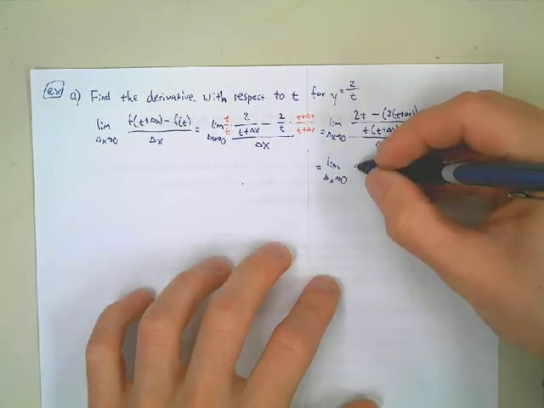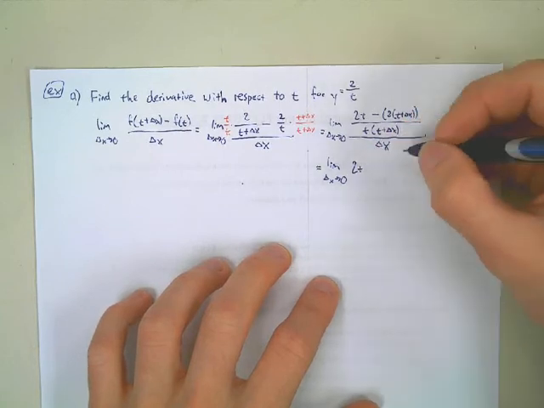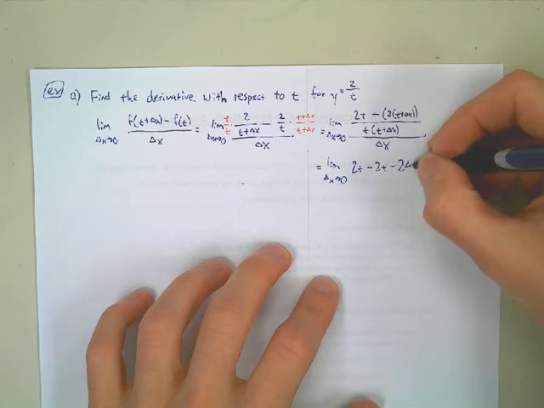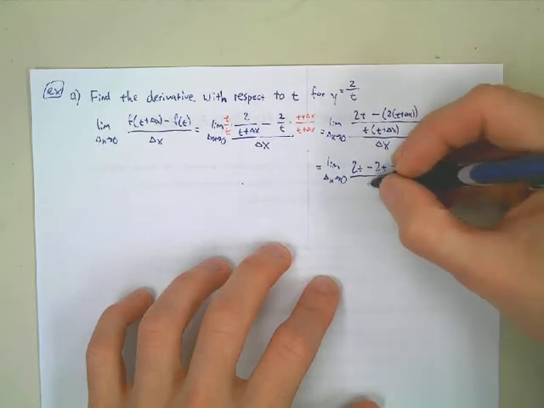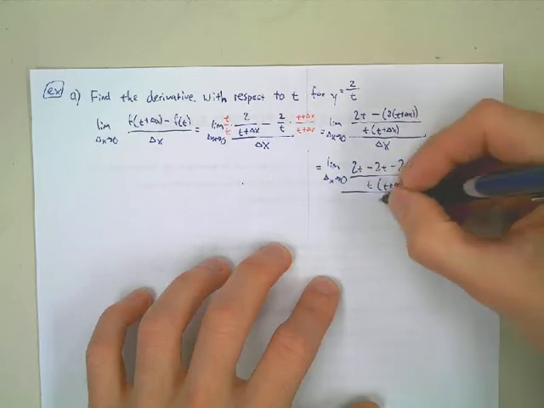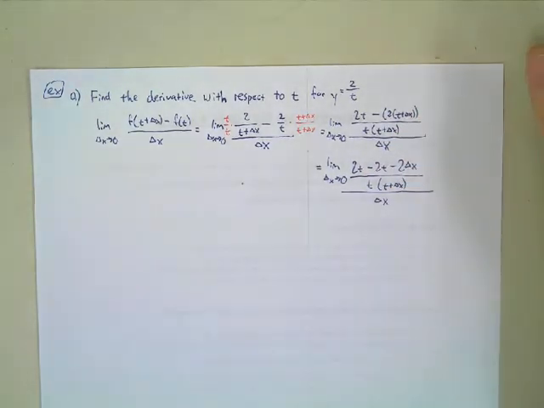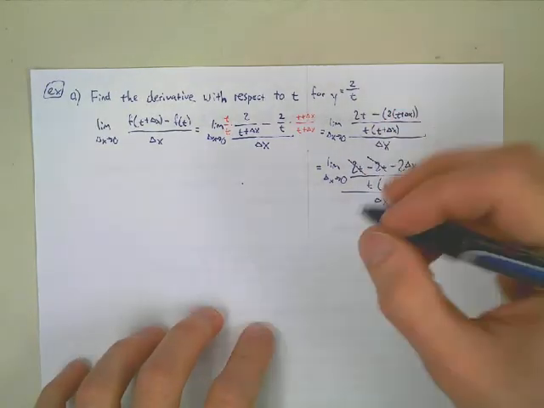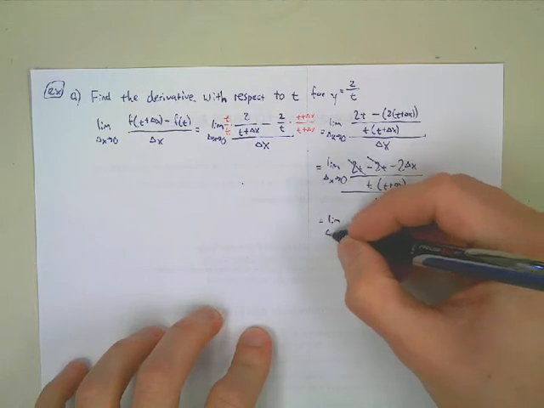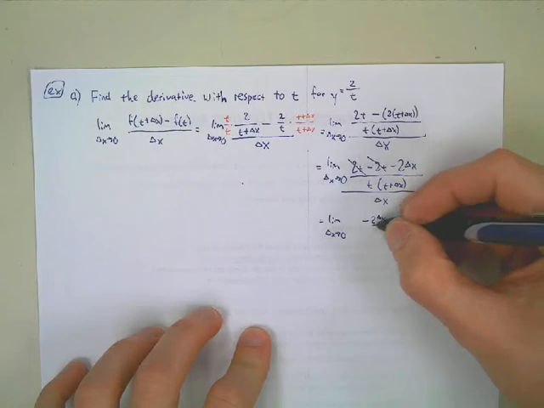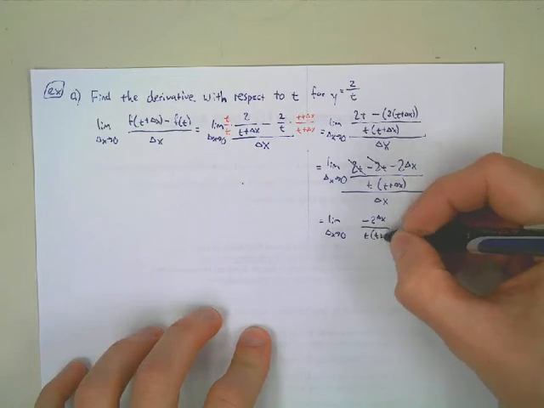So, 2t minus 2t minus 2 delta x. Okay? So the 2 t's cancel, right? And so we're left with negative 2 delta x over t times t plus delta x, all over delta x.